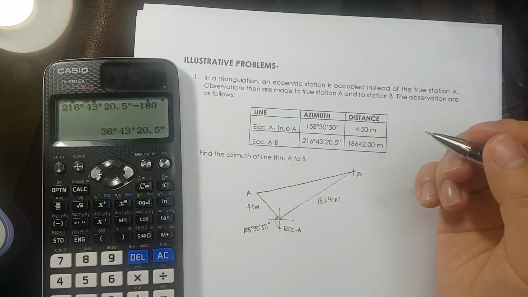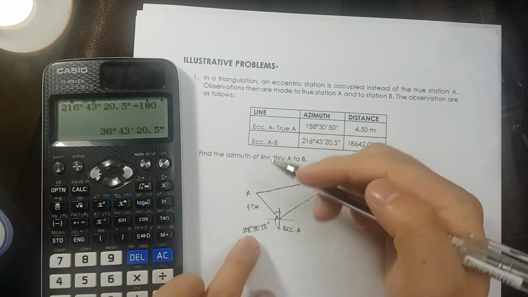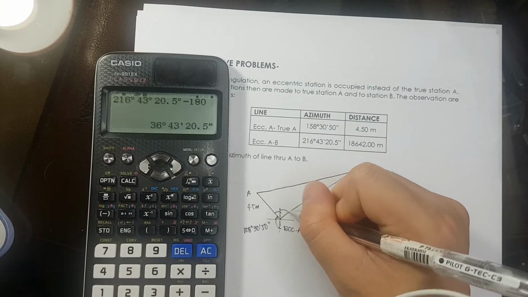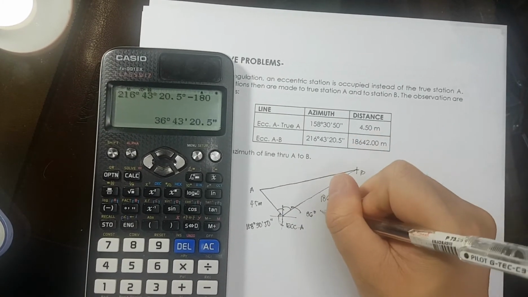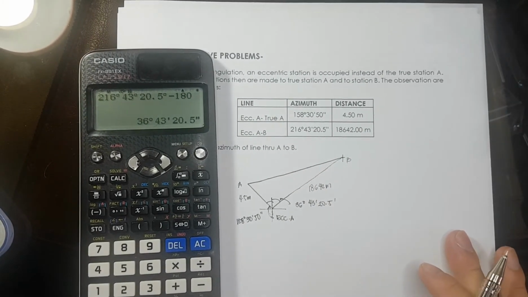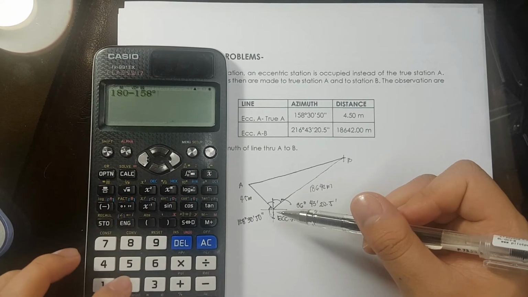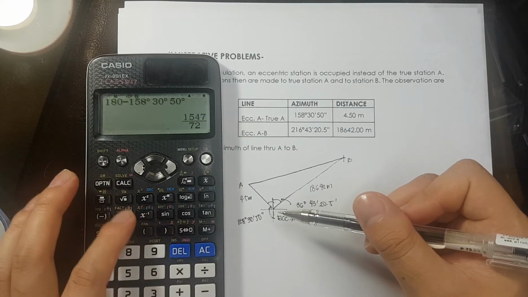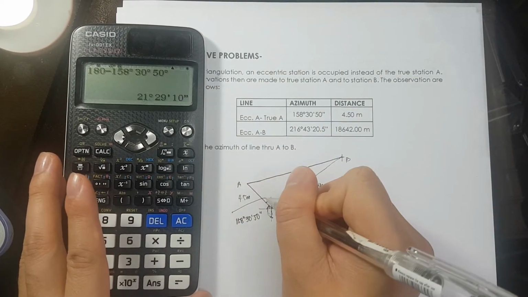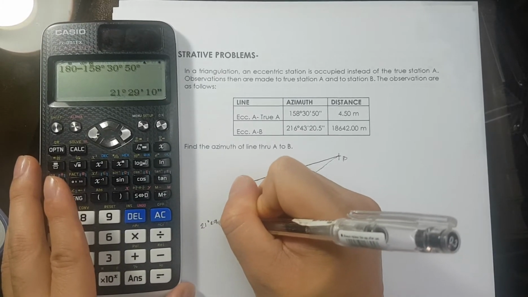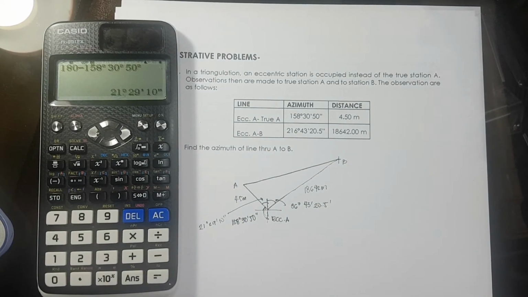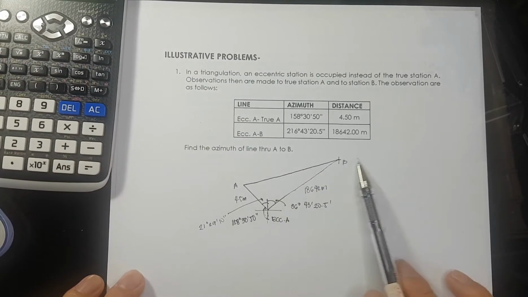Here, let's determine the interior angle. This angle here is equivalent to 36 degrees, 43 minutes, 20.5 seconds. Then we have 180 minus 158 degrees, 30 minutes, and 50 seconds, and the angle here is equivalent to 21 degrees, 29 minutes, and 10 seconds. Then we can use the cosine law, because we have two sides known, one side unknown, and one known angle. So we can get line AB.